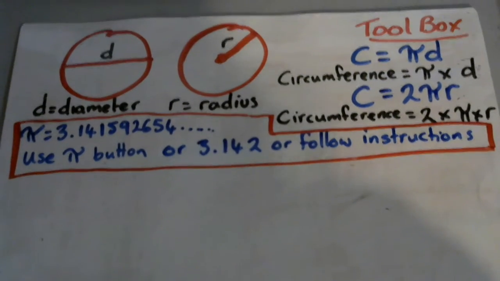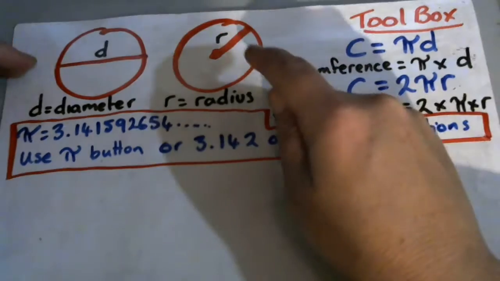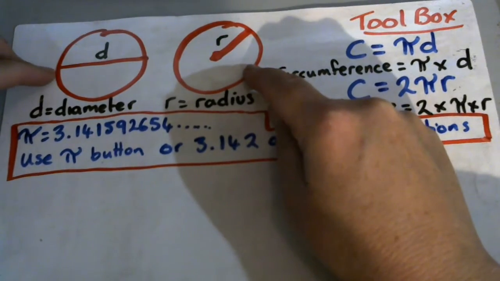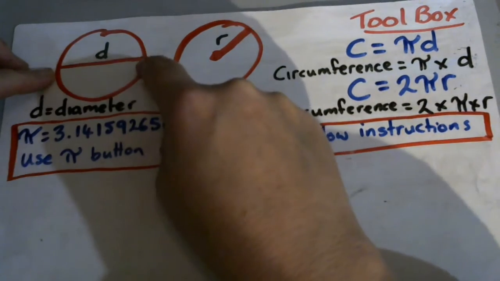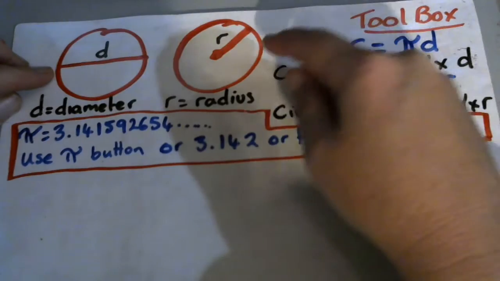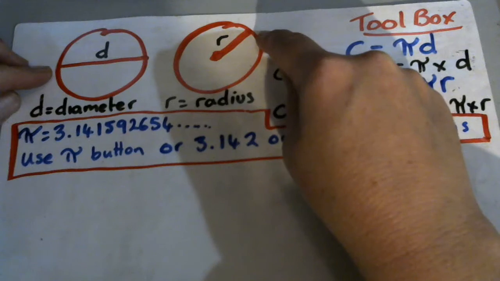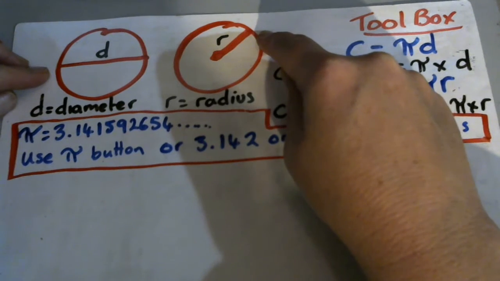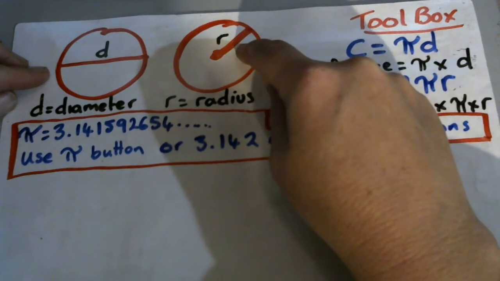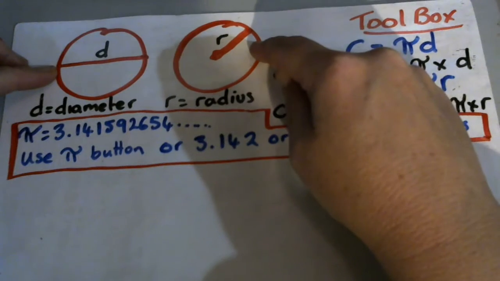A couple of fundamentals you need to know. First and foremost are the two different measurements of a circle. The distance from one edge across to the other, cutting through the center, is called the diameter. And the radius is a measurement from the center to the edge. It's really important you know the difference. The radius is just half the size of a diameter. The diameter is twice the size of a radius.